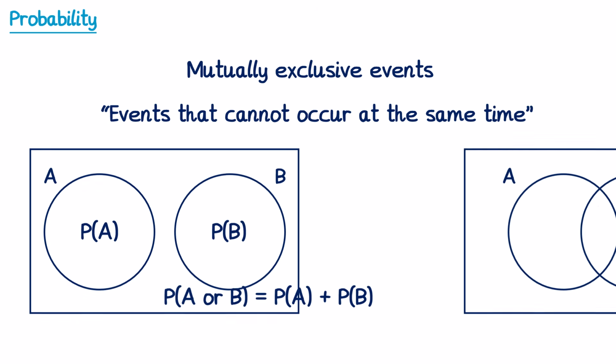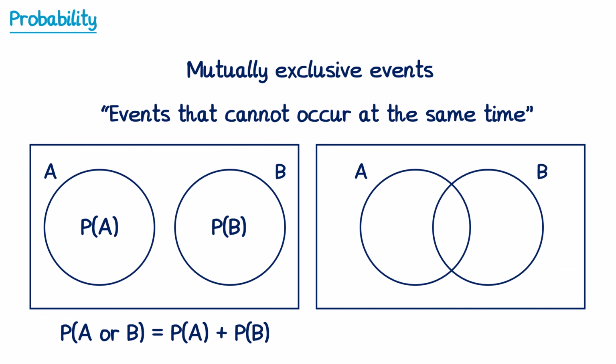This won't work, however, if the events are not mutually exclusive. In this diagram, the probability of A or B is this region here. If we said that this was equal to the probability of A plus the probability of B, then we would do the probability of A, which is this circle here, and the probability of B, which is this circle here. And you should notice that we've counted this overlapping section in the middle twice, so this can't be equal to the probability of A or B.